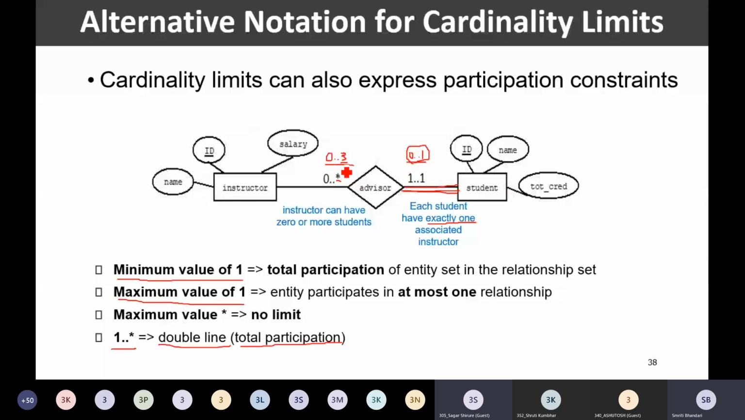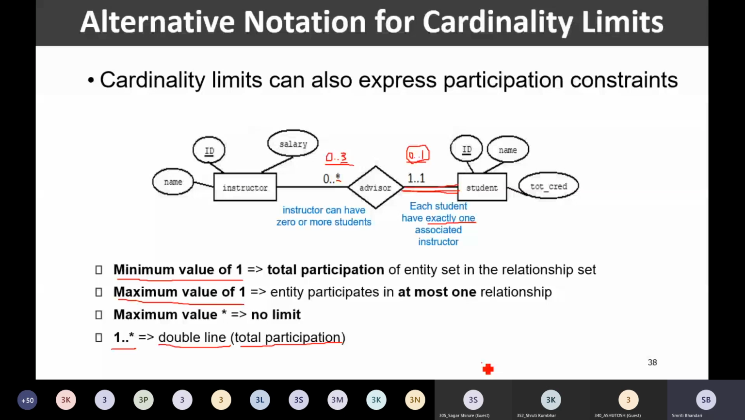Yes, correct. Right. So, I hope all of you have understood now how to denote the cardinality limits. So, this is the alternative way to provide the cardinality constraint. Okay. So, now let's proceed with the next concept, and that is the ternary relationship.